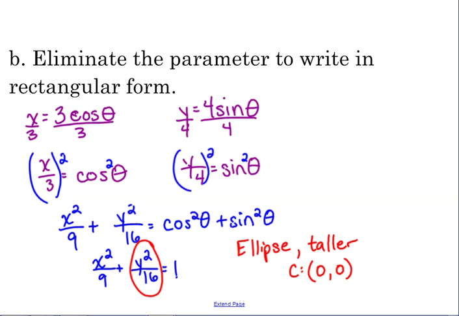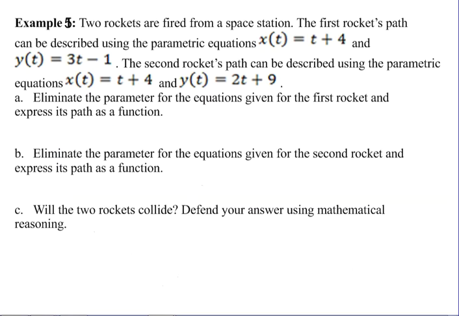All right, almost done. Let's look at a word problem. 2 rockets are fired from a space station. The first rocket's path can be described using the parametric equations x of t equals t plus 4, y of t equals 3t minus 1. Second rocket's path is x is equal to t plus 4, y is equal to 2t plus 9. Eliminate the parameter for the equations given for the first rocket and express its path as a function.